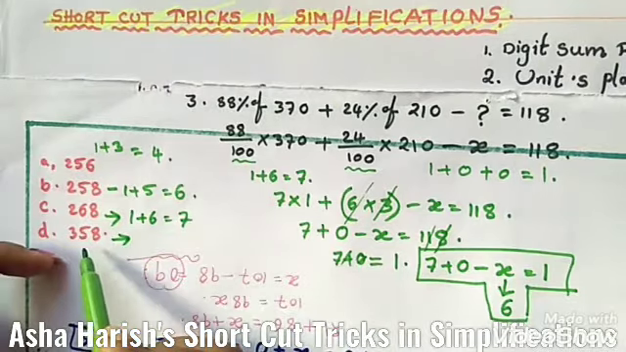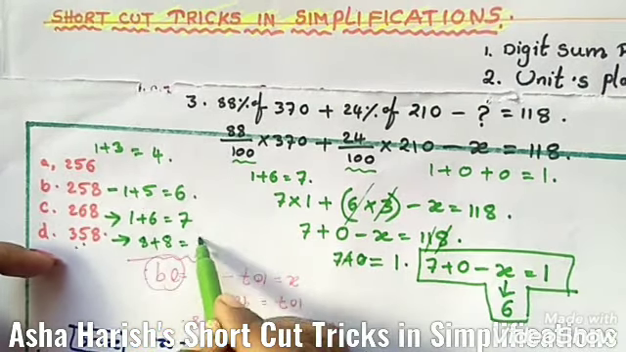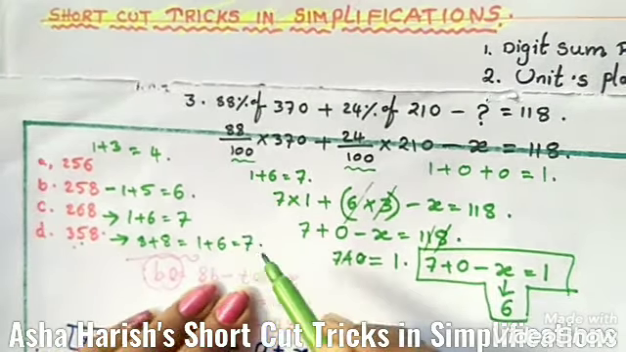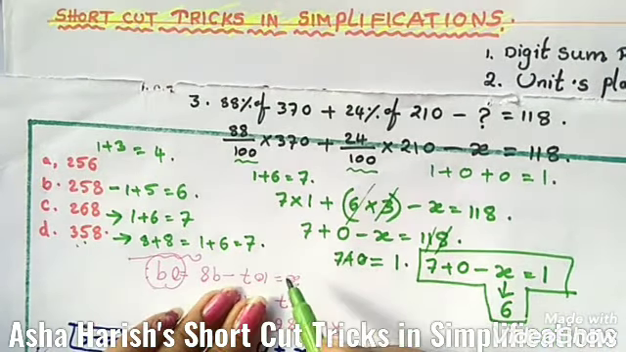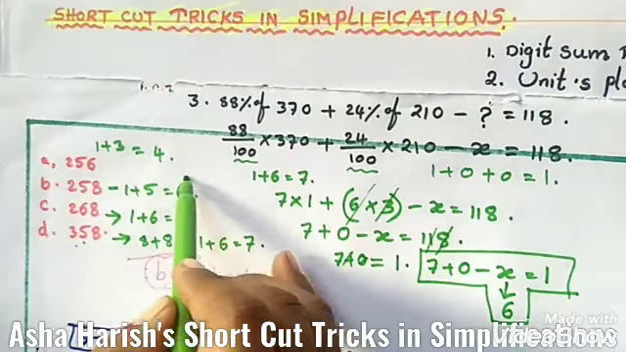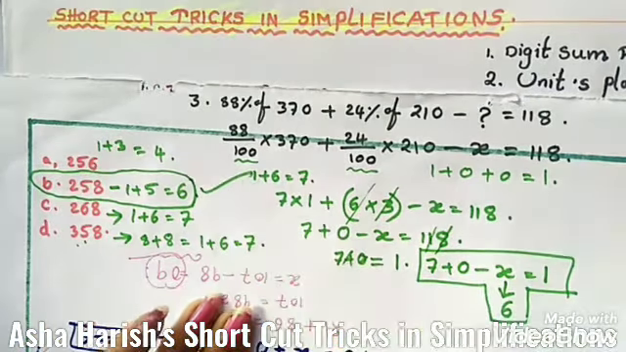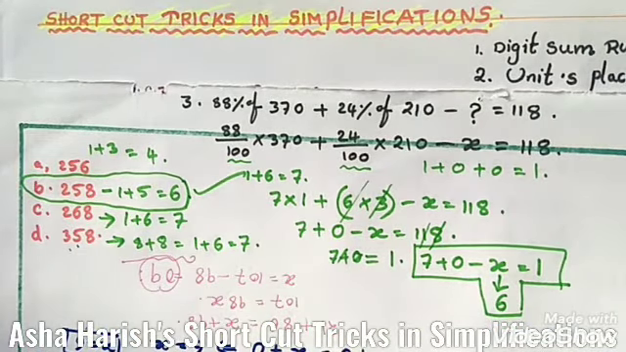To this number, 8 plus 8, 16. 16 means 1 plus 6. The number is 7. Okay, here in the place of x, we have 6 here. Then students, option B is correct. This is the simplification of question number 3. Now let us have question number 4.